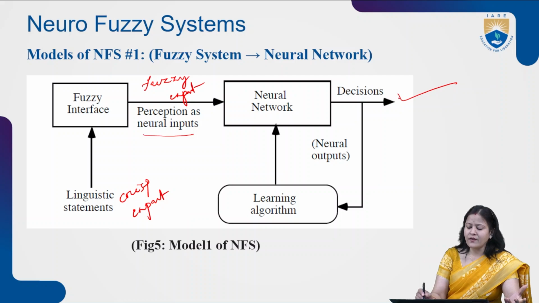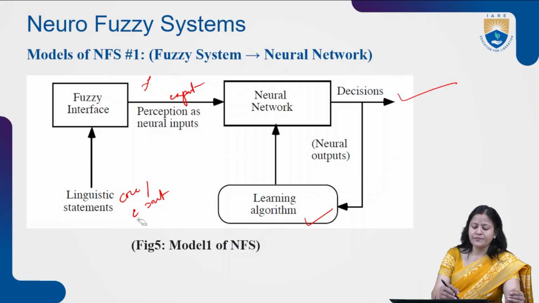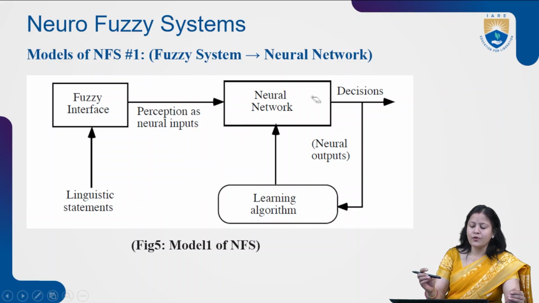Like this, the process goes on. While taking the decision, the learning algorithm used in the neural network can learn all the inputs by itself, as well as provide the output also, right? So this is the way the first model works. The fuzzy inputs are passed to the neural network to take the decision. While taking the decision, the neural network's learning algorithm can learn, as well as adapt to the situation also.